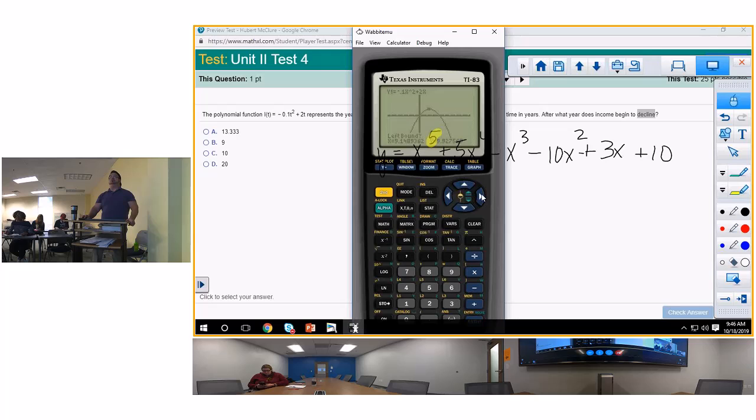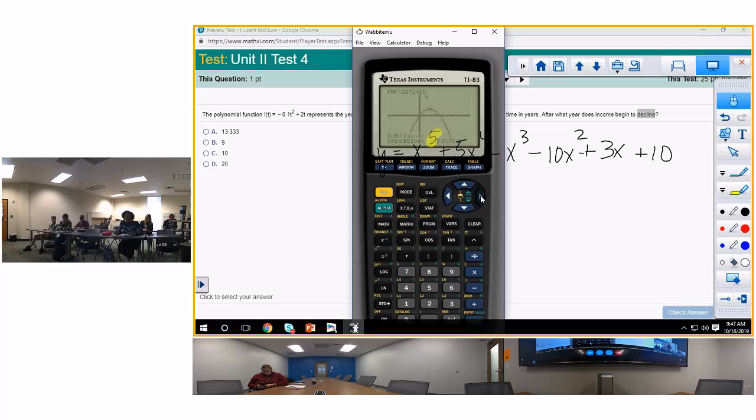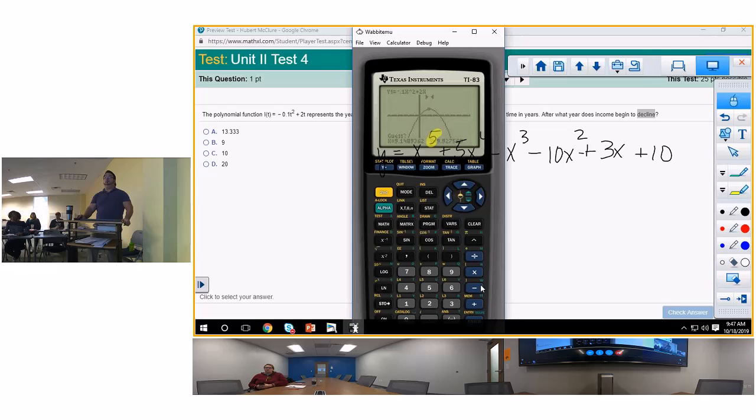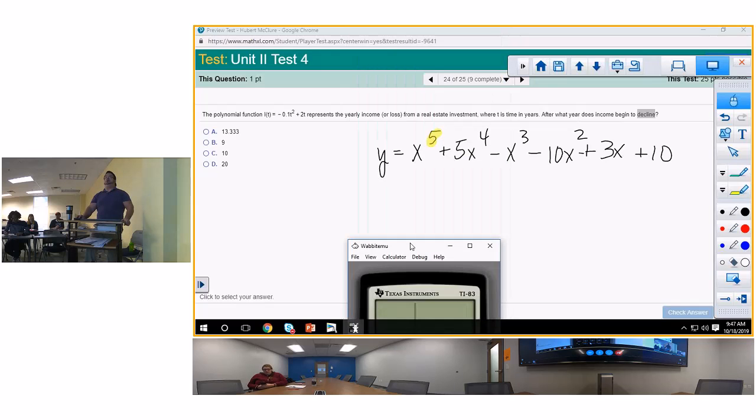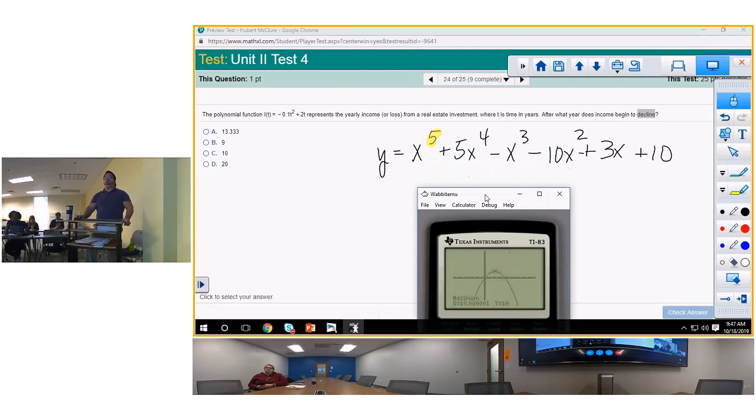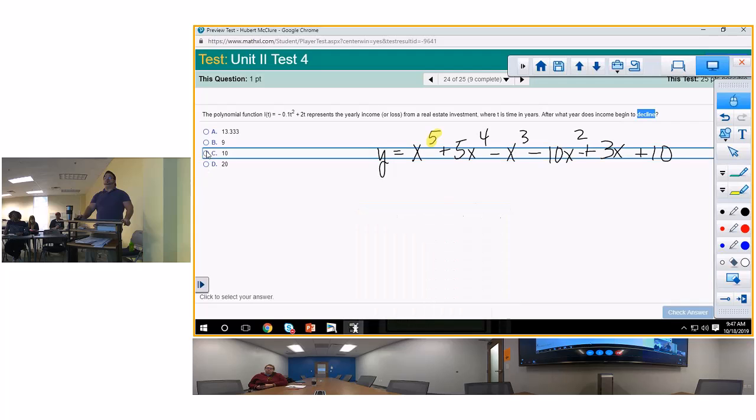Y'all would do this a whole lot faster. This is a pain with the mouse. 10. So X is equal to 10. Of course, after what year? Well, they give you the choices. Which one? C, after 10 years.